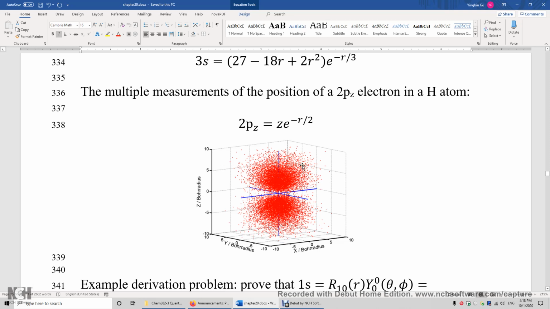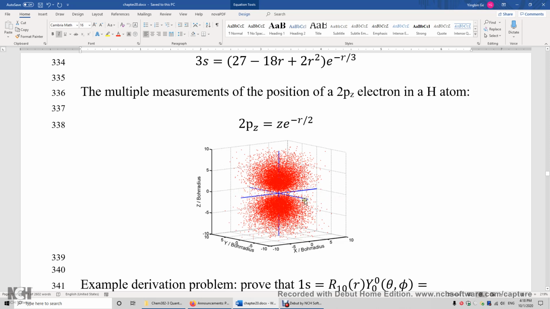So if you're trying to measure the position of a 2pz electron, if you do 1 million measurements, very likely you'll get 1 million different positions. However, if you put these 1 million positions together on the same graph, you'll see something like this. This is your 2pz orbital.